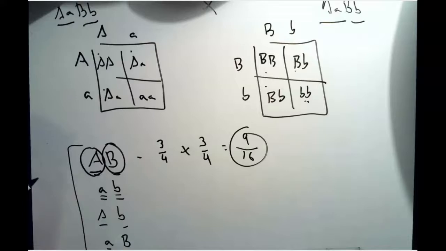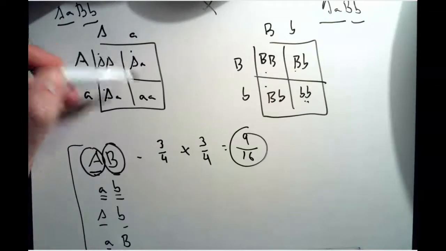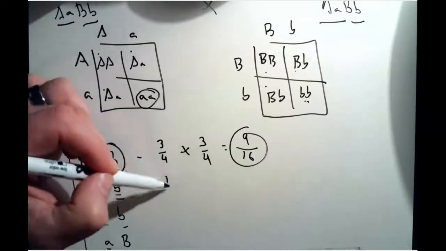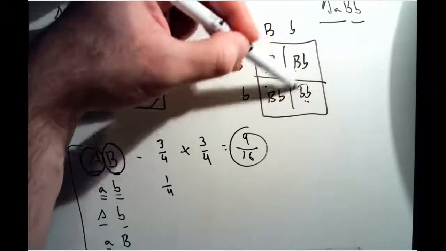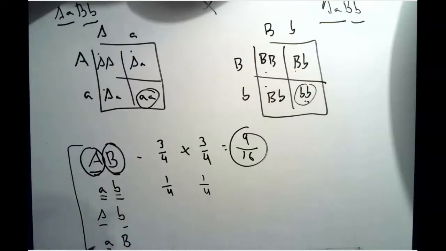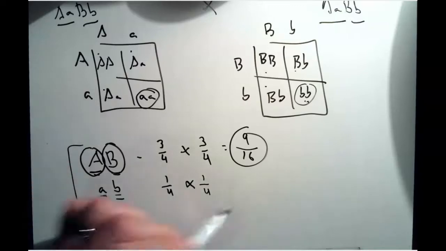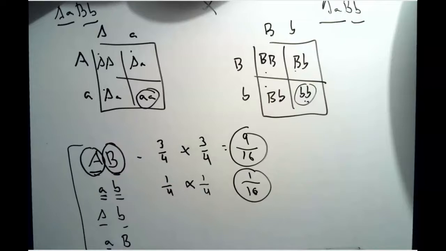What proportion of the offspring are going to be recessive for both? Well, we have to go to our independent individual probabilities. That's not recessive, this is the only recessive one, so that's a 1 in 4 chance for A. These are not recessive, this is the only recessive here, so that's a 1 in 4 chance for B. We're looking for the probability that an offspring is going to be recessive for A and recessive for B. 1 times 1 is 1, 4 times 4 is 16, that's a 1/16 probability.